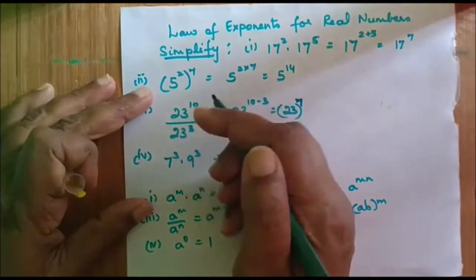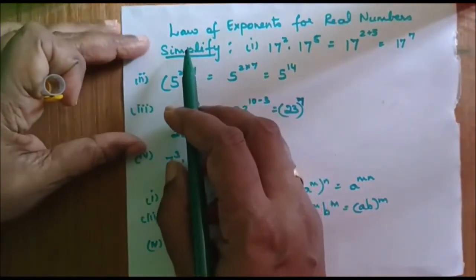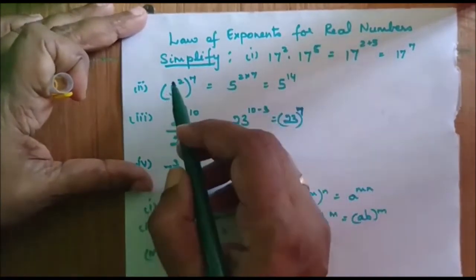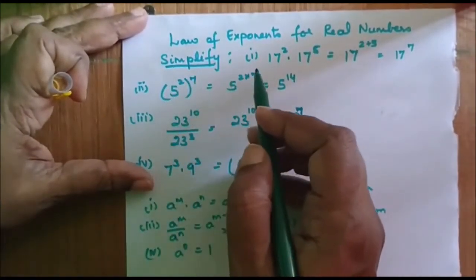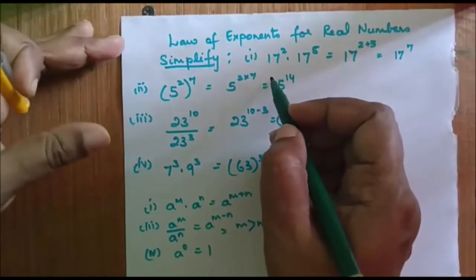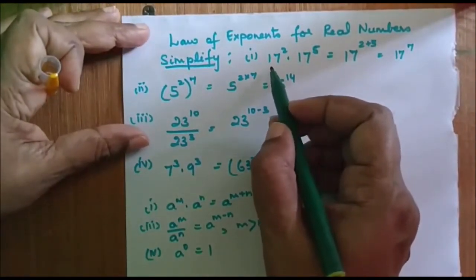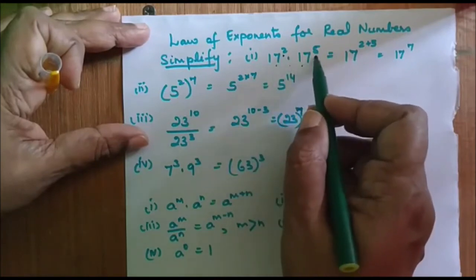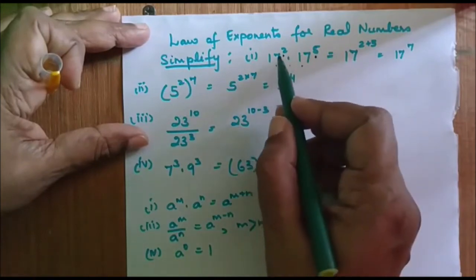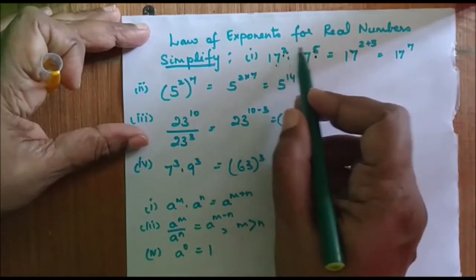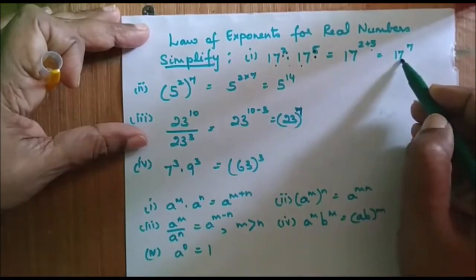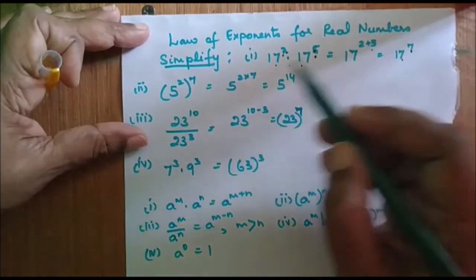Now we will go to the next concept of real numbers, that is law of exponents for real numbers. We all know the rules we followed when we dealt with powers and exponents, isn't it? For example, 17 to the power 2 into 17 to the power 5 means what to do? We will add the powers, isn't it? So it is 17 to the power 2 plus 5, which is nothing but 17 to the power 7.